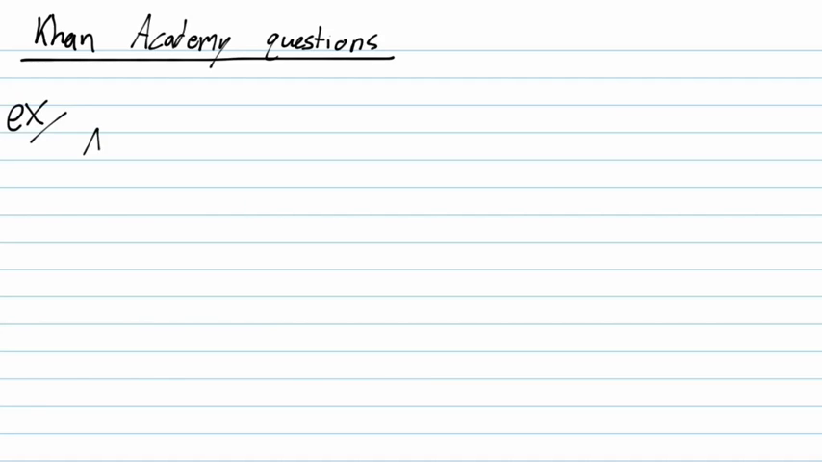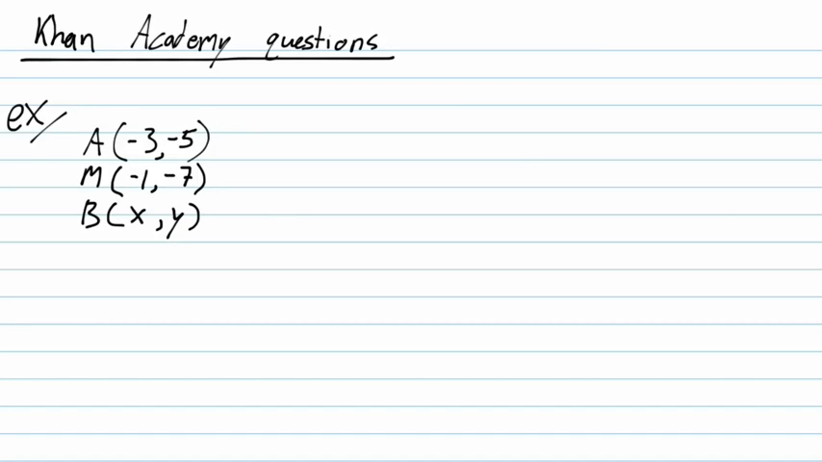So it's giving you point A, -3, -5, and it gives you the midpoint of AB, which is -1, -7. And it wants you to find point B. So this is some X and some Y.